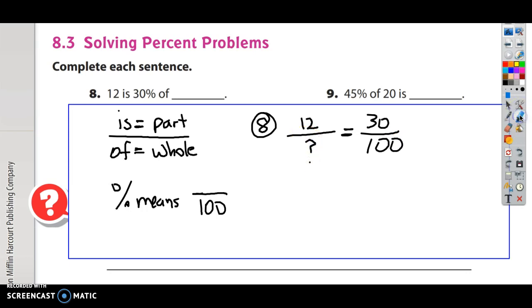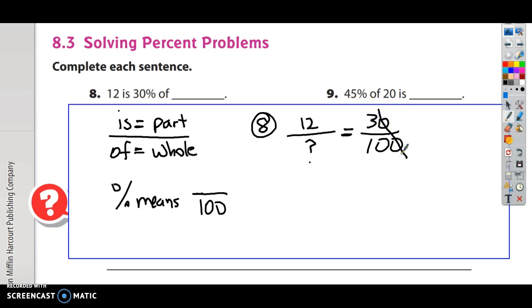So let me help you figure out why we set this up this way. 12 is the is word, and is the part, so that goes on top. And then 30% means 30 hundredths. And then the question mark is the I don't know. Now watch how easy this is. It doesn't look easy right this second, but watch how easy this is. 30 and 12 aren't compatible right now because 12 doesn't go into 30. But what if I simplify by dividing by 10?